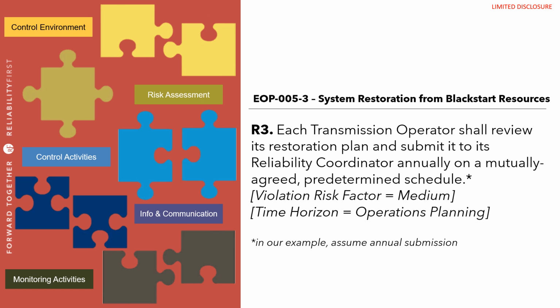So let's say we are compliant with this standard. We always annually submit the restoration plan to the Reliability Coordinator, RC, and we have the evidence to prove that. But while we are compliant, which is good, we want to be reassured that we will continue to be compliant. So we're looking at internal controls. How does the TOP make sure this is definitely going to happen in time, every time? Let's break it down.